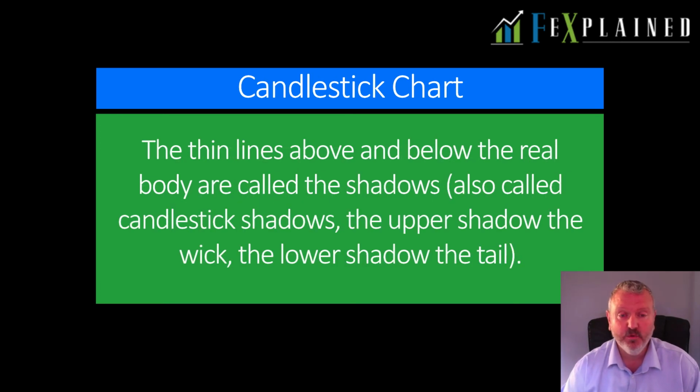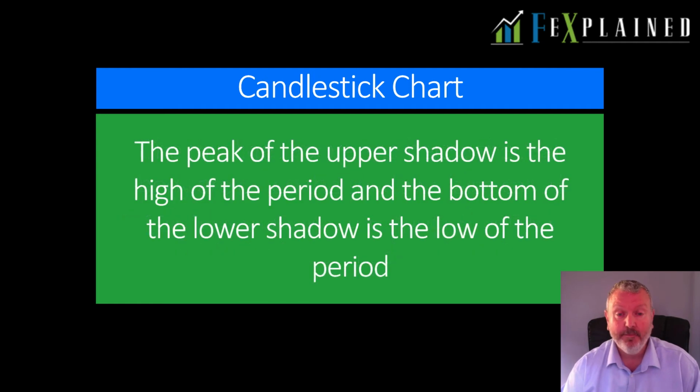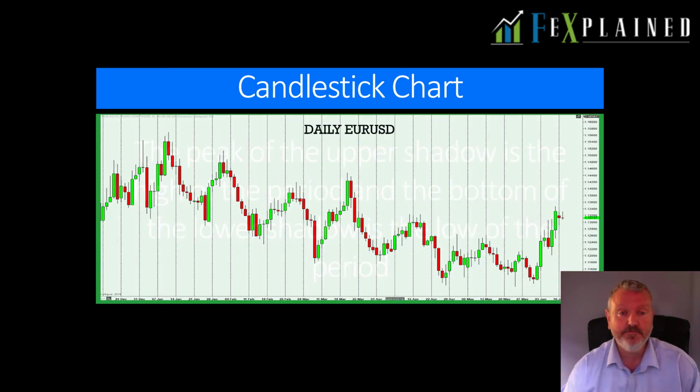The thin lines, the small lines above and below the real body, are called the shadows, as I just mentioned there. And they're also called the candlestick shadows, the upper shadow, the wick, and the lower shadow, the tail. The peak of the upper shadow is the high of the period, so maybe the high of the day, and the bottom of the lower shadow is the low of the period, possibly the low of the day, or the low of the hour, or maybe the low of the minute. And here we have an example of a daily EUR/USD chart, the same chart again, but this time represented as a candlestick chart.